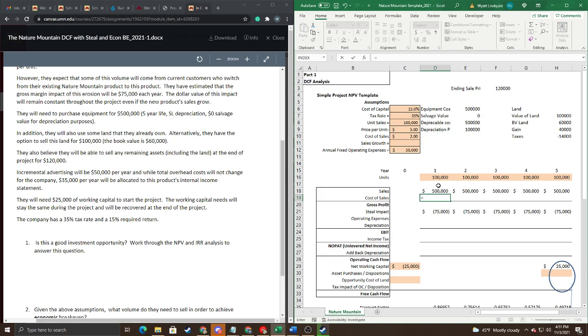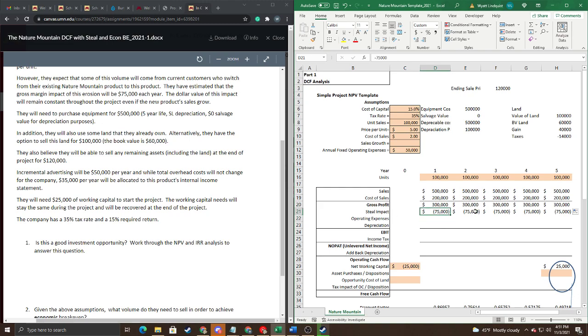And then cost of sales equals 100,000 units times $2 per unit. Sorry about that. And we just copy that across again. Now, the gross profit will equal sales minus the cost of sales. And then we'll just copy that all the way across. And we get $300,000 in gross profit per year.